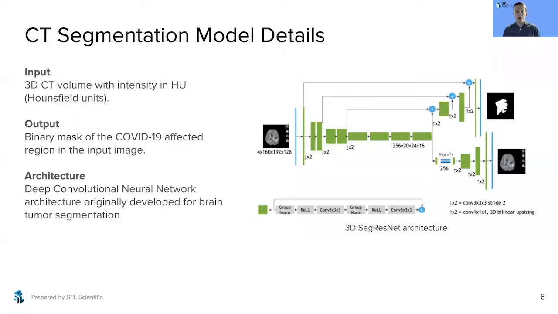So a little bit of background on the model architecture that we employed in this use case. This is a type of deep convolutional neural network called 3D SegResNet. This robust architecture can take a 3D image as input and output a segmentation mask of a particular region of interest. For example, this kind of network structure can also be trained to locate a tumor in the brain or some other part of the body.